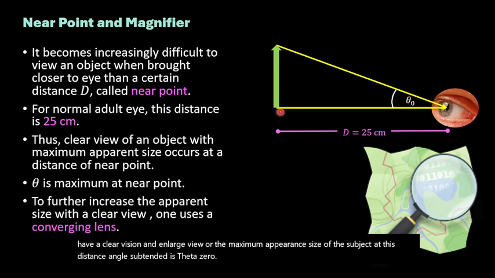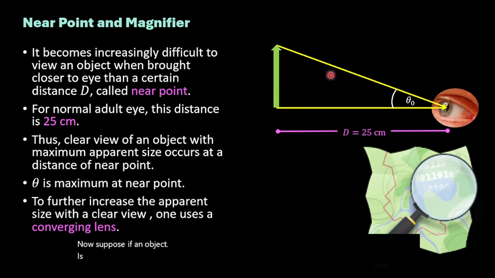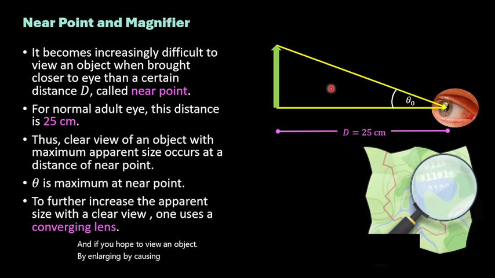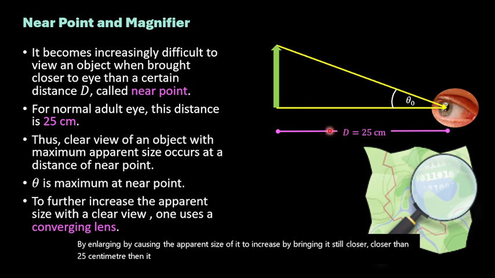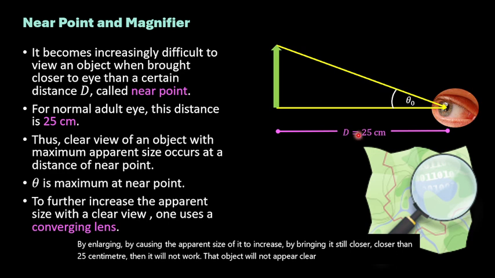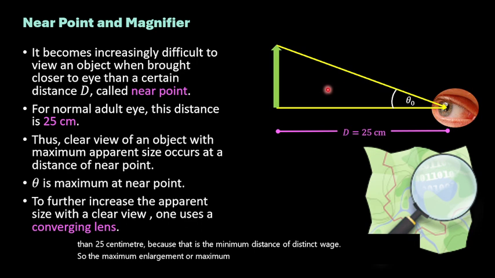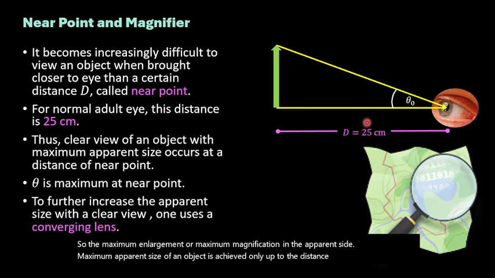Now suppose an object is already very small to be clearly visible even at this distance of 25 centimeter, and you hope to view it by causing the apparent size of it to increase by bringing it still closer than 25 centimeter, then it will not work. That object will not appear clear when we bring it closer than 25 centimeter, because that is the minimum distance of distinct vision. So the maximum magnification in the apparent size of an object is achieved only up to the distance of 25 centimeter.